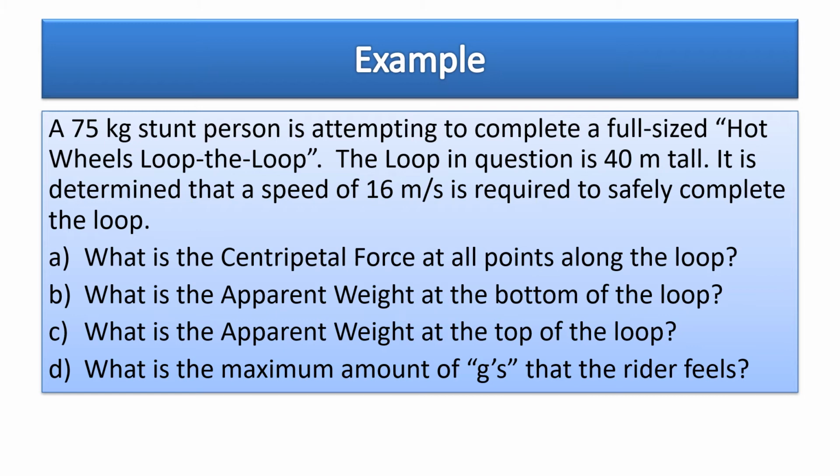So it says a 75-kilogram stunt person is attempting to complete a full-sized Hot Wheels loop-de-loop. The loop in question is 40 meters tall. Is that telling you the radius or the diameter? It is determined that a speed of 16 meters per second is required to safely complete the loop. What is the centripetal force at all points along the loop? What is the apparent weight at the bottom of the loop? What is the apparent weight at the top of the loop? And what is the maximum amount of G's that the rider feels?